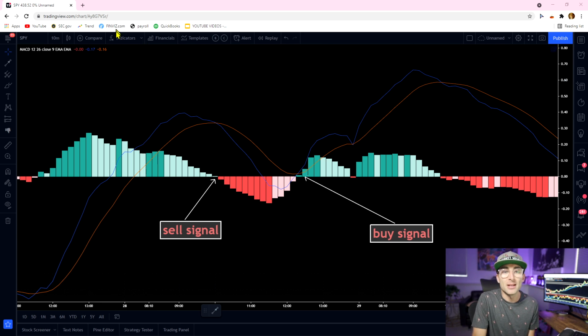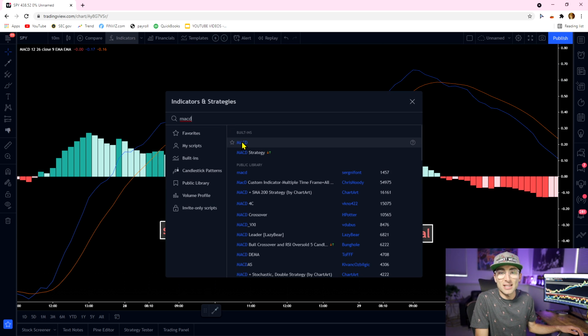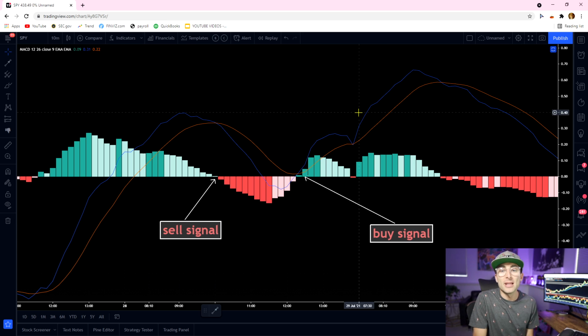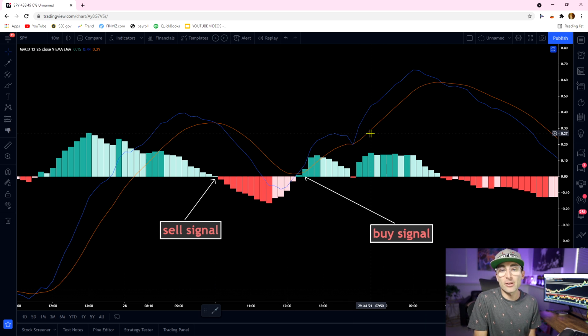So adding the MACD is pretty simple. Type MACD, and then you just click the MACD right there, and it adds to your screen, boom. If you want to switch any of the settings, it's super simple on TradingView: double click. You can see the fast moving average is 12 and the slow moving average is 26. These are EMAs, so you can change those to SMAs. You can do whatever you want. You're your own trader in this world.